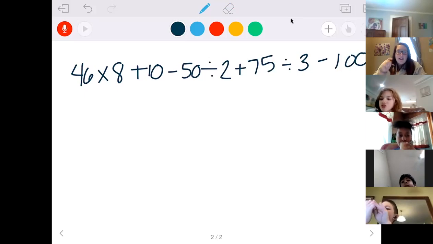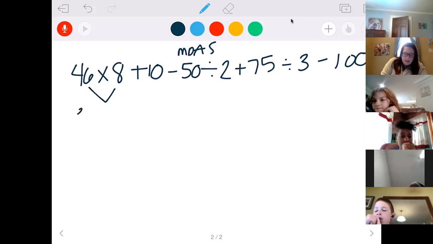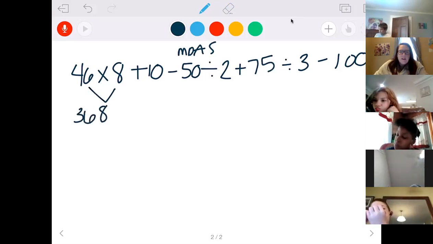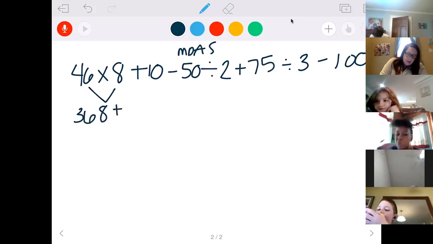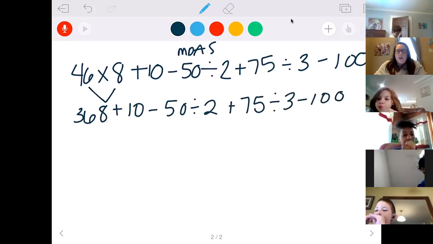Now, I'm going to use the calculator on this one, to make it go a little faster than showing you the math. But if we're doing My Dear Aunt Sally, we're going to do any multiplication or division first. So I see this one, 46 times 8. So 46 times 8 is 368. Remember, you don't have to write this one down if you just want to watch. So 368 plus 10 minus 50 divided by 2 plus 75 divided by 3 minus 100.